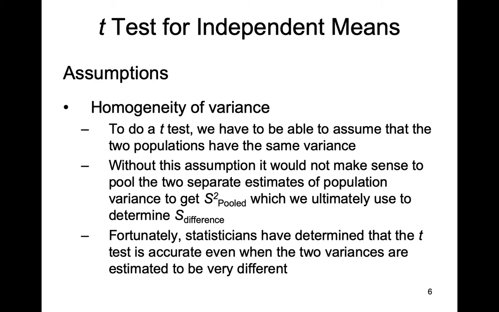However, this is something else that statisticians have determined that the t-test is robust to, and so the t-test can be accurate even when the two variances are estimated to be very different. And it is beyond the scope of this class, but there are ways to mathematically determine whether the population variances are assumed to be equal or not. Beyond the scope of this class, but it's worth knowing that it is an assumption of the t-test that the two populations have equal variances.